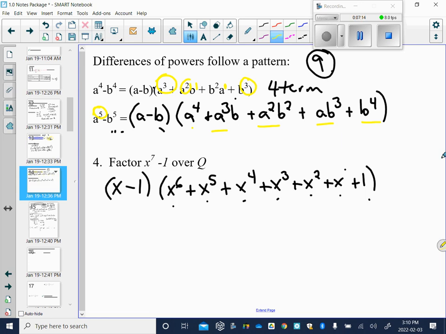And in fact, we could do this with any number. So if we have x to the 7th minus 1, following the pattern, we would go x minus 1. The powers of x go down from 6 to 0, and the powers of 1 go up. I didn't write 1 squared, 1 cubed, 1 to the 6th, because those are all just 1 to the power of anything. So this was a simpler example.